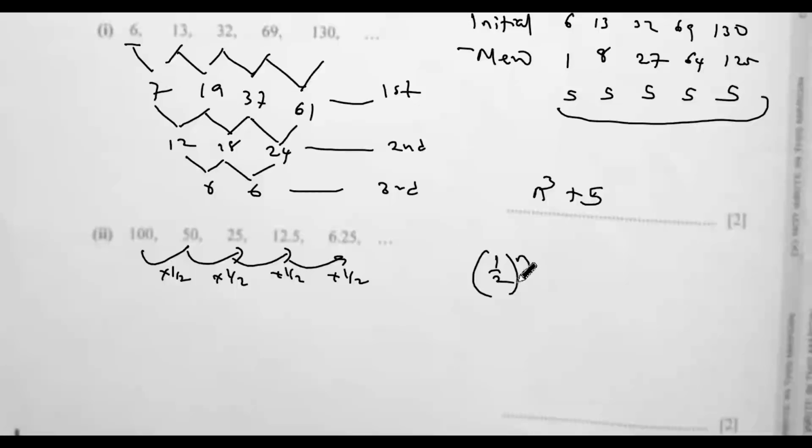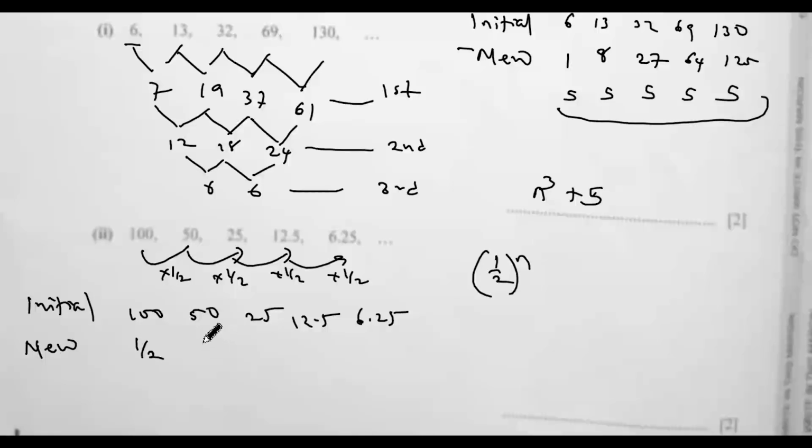Okay, so I'll use this to generate a new sequence. I can write the initial sequence. Let me write it out again. The initial sequence will be 100, 50, 25, 12.5, 6.25. So I'll use 1 over 2 to the power of n to form a new sequence. If n is equal to 1, this will give me 1 out of 2, 1 out of 4, 1 out of 8, 1 out of 16, and so on, 1 out of 32. So I don't necessarily need to do everything.